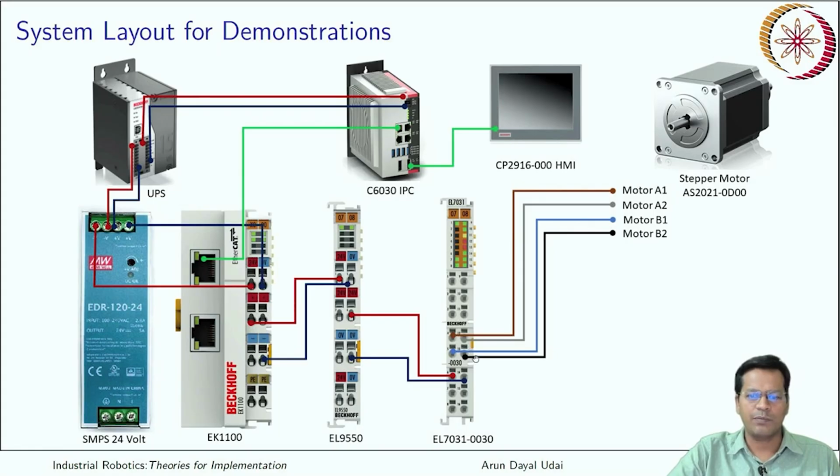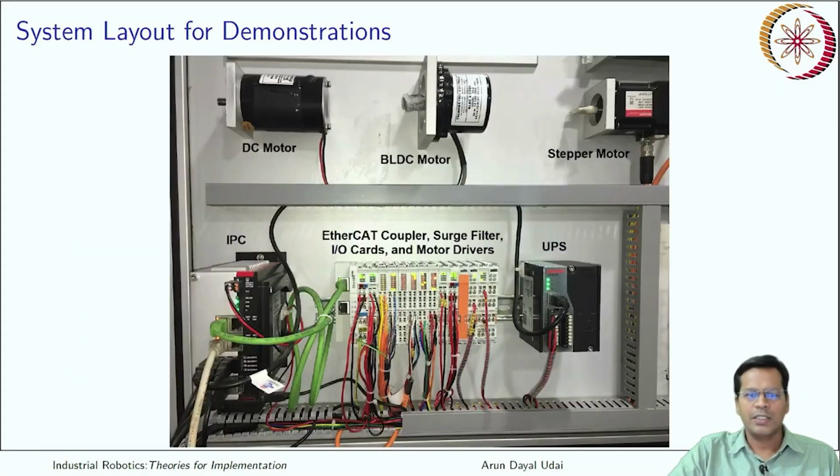Okay, so this is the setup which I have used. This is the physical setup that you can see. Forget about the DC motor and BLDC here. The stepper motor is fitted here. These are all EtherCAT. This first one is the EtherCAT coupler, then you have a filter, and then you have the rest of the motor drivers. Okay, so this is your industrial PC.